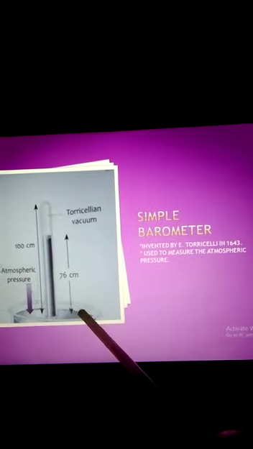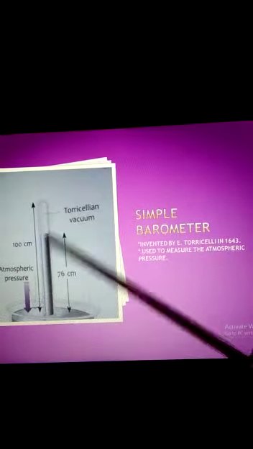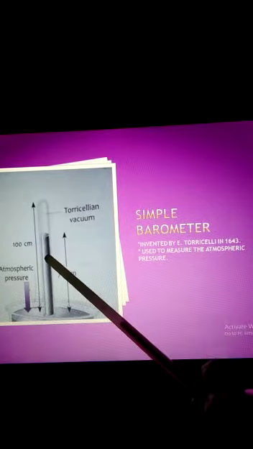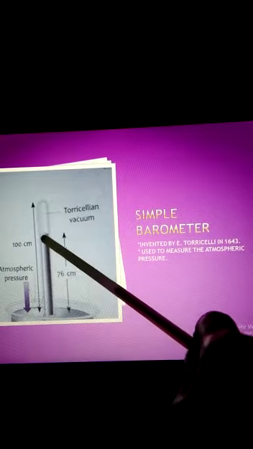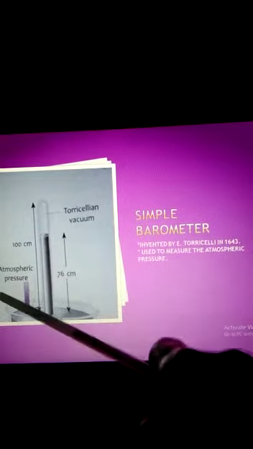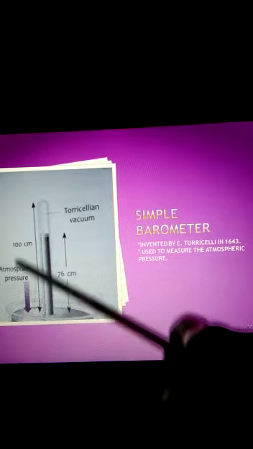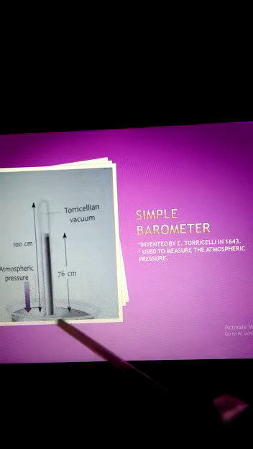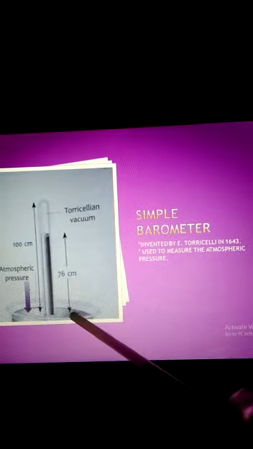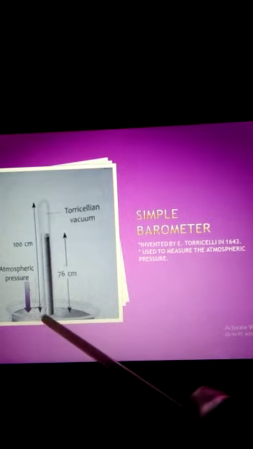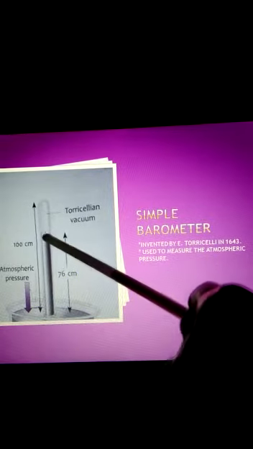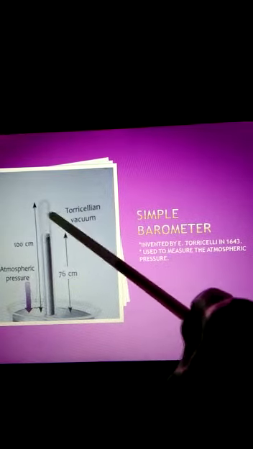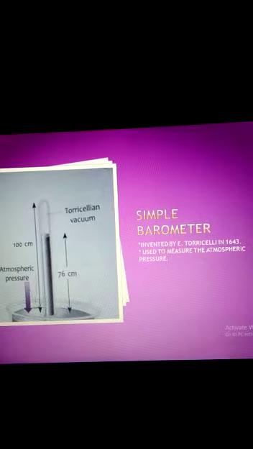What will happen? When the tube is inverted over the trough, first there is a fall in the mercury level and then there is a rise in the mercury level. Why? Because the trough is open, atmospheric pressure is exerted on the mercury present in the trough. Because of that atmospheric pressure, the level of the mercury rises up and there is a vacuum space left, that is known as Torricellian vacuum.